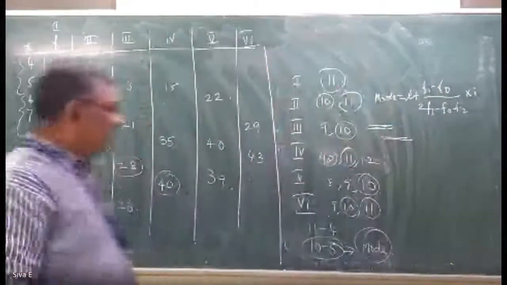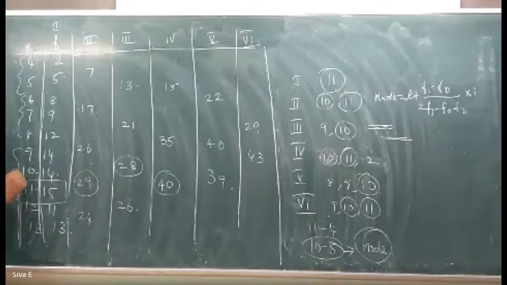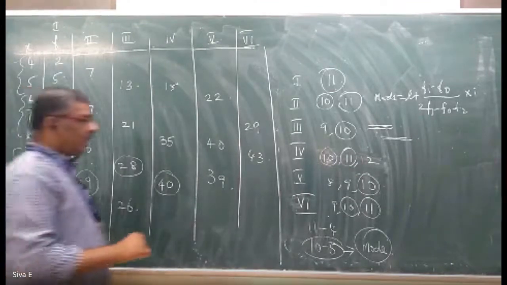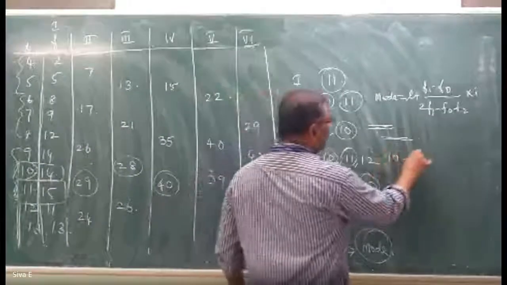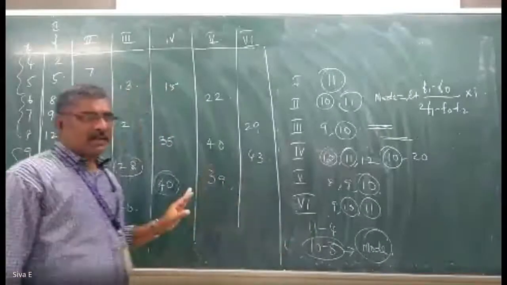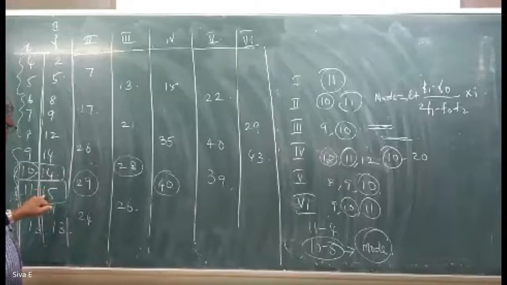Sir, what is the L value? L is the lowest value of the mode class. In case it is a continuous case, say 10 to 20 is the mode class, then 10 is the lowest value. This is only for the continuous case, not for the discrete case. In the discrete case we can directly say that 15 is the mode.